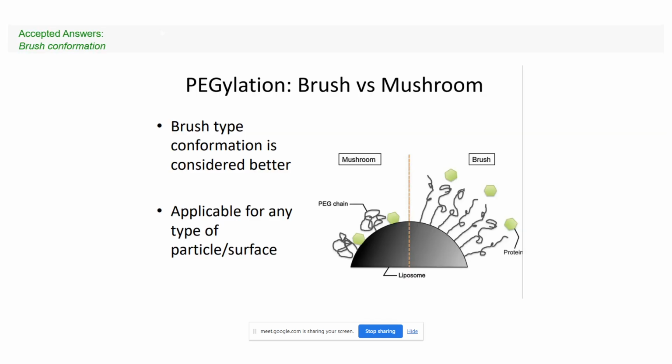Now, if pegylation is done on a particle, the brush conformation will be basically waving in the environment. So they will prevent these proteins from interacting with the core. Whereas the mushrooms will have some gap through which the proteins can squeeze in and interact with the particles. So brush conformation is better in preventing protein interaction with the particles, which would otherwise lead to further attraction of immune cells and phagocytosis of particles.